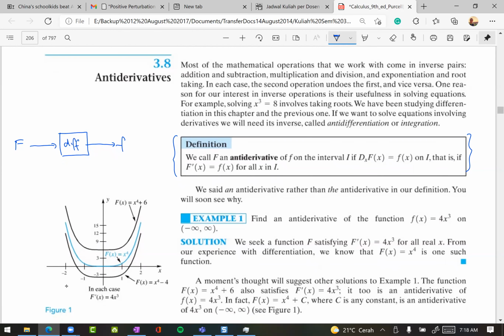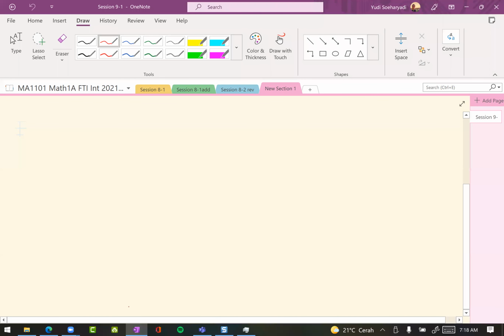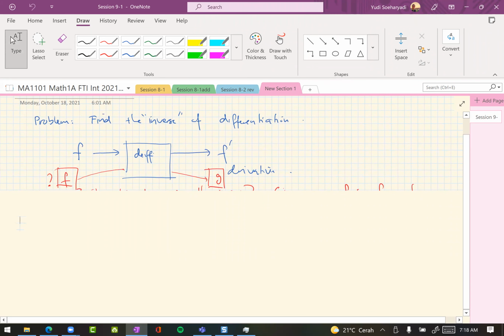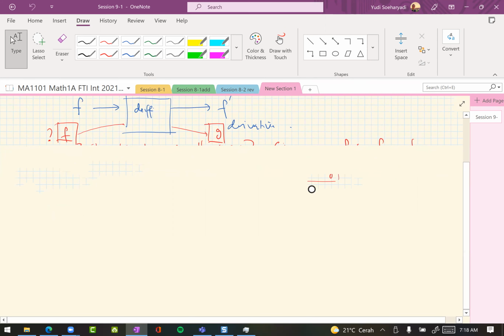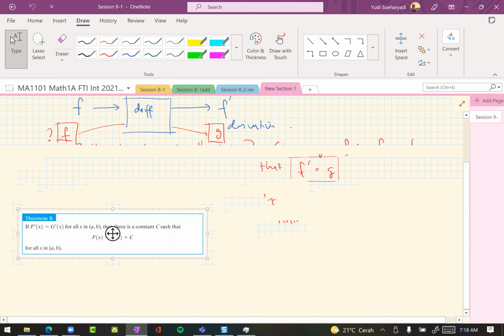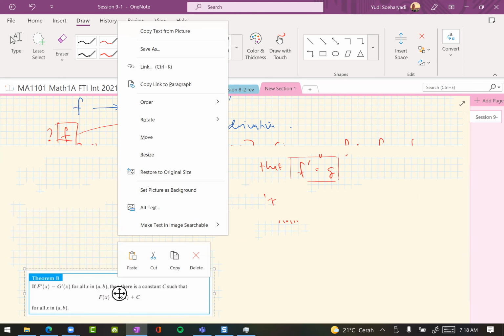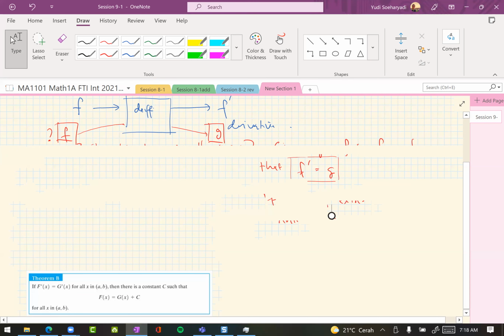Okay, so let's go back to this one. All right. So somehow the antiderivative, if it exists, what's wrong with this one? Sorry. A little bit messed up with the. Okay, here.